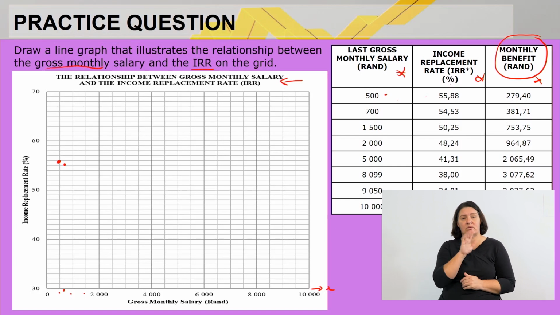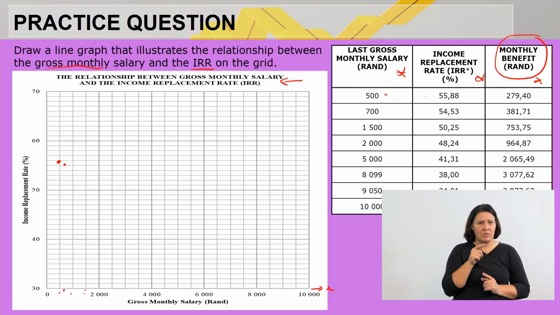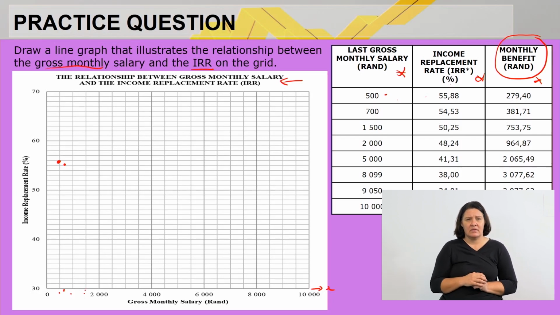Then for 1,500, remember 500,000. So 1,500 will be here. Okay, and that will be 50.25. So 50, 51. So meaning it will be somewhere there below it now. We agree on that. I'm going to plot that point there.